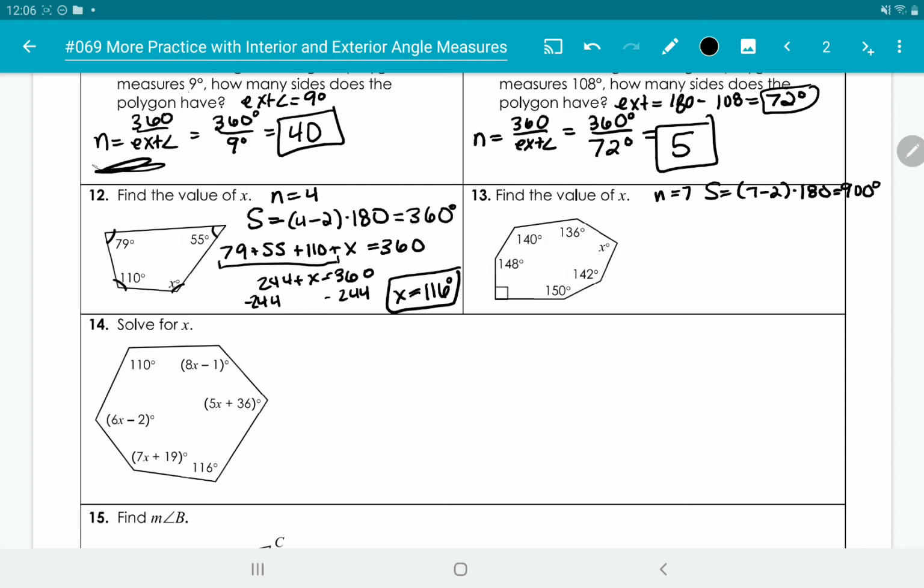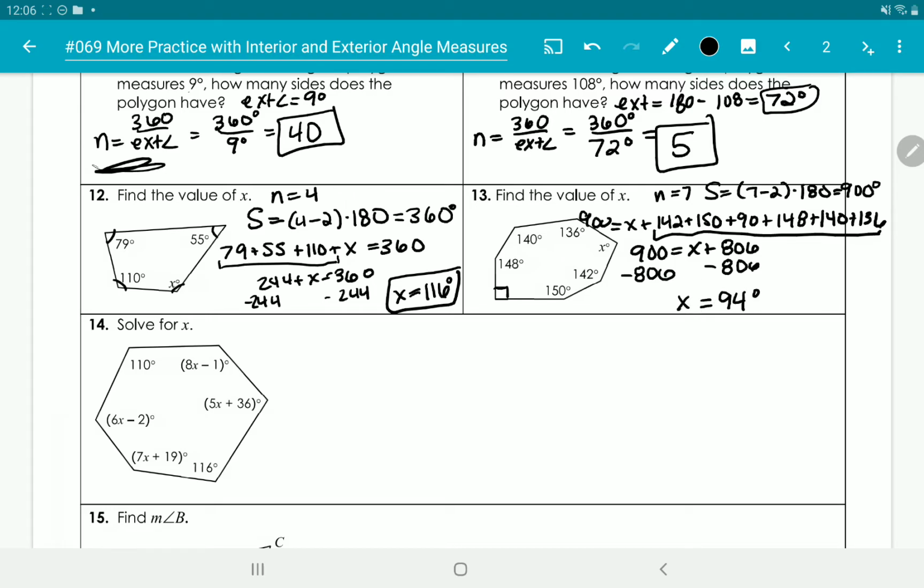So we have, let's just start at the x plus 142 plus 150. This little square means 90 degrees, plus 148 plus 140 plus 136. Okay? And these are all going to be equal to 900 when you add them together. We'll add all these together, so we get 900 equals x plus, if we add all those together, we're going to get 806. And if we subtract 806 from both sides, that is going to give us that x is equal to 94 degrees. So this little angle here is 94 degrees.